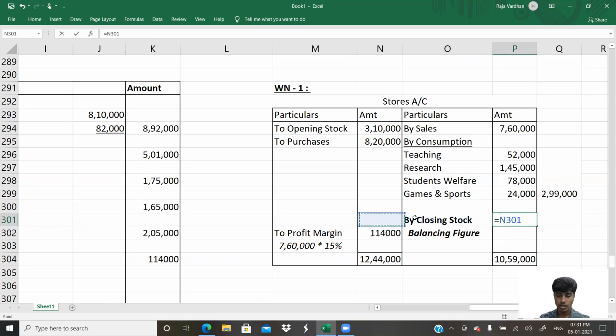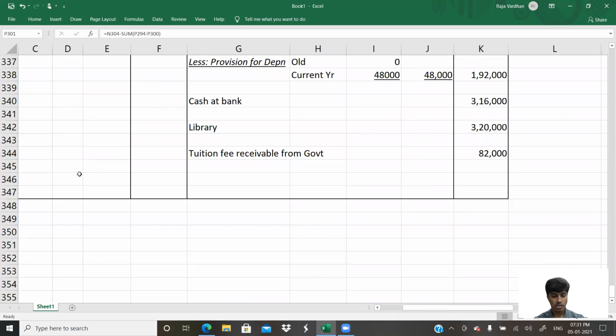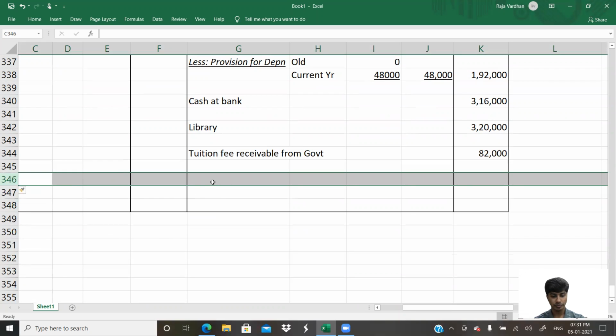How much is it? This is 12,44,000 minus the total that's there above this. That comes to 1,85,000. 1,85,000 is my closing stock, which will go to my balance sheet as an asset. Closing stock, closing stores. I'll insert one more column, last one.